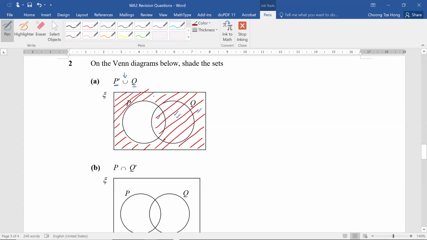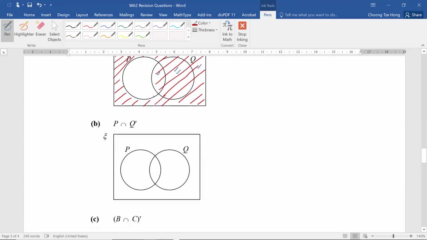Let's try this technique on the second question. Now we want P intersect Q complement. Once again, we deal with the regions separately first. P will be here and here. Then Q complement will be any region that is outside of Q, so it's going to be here and here.